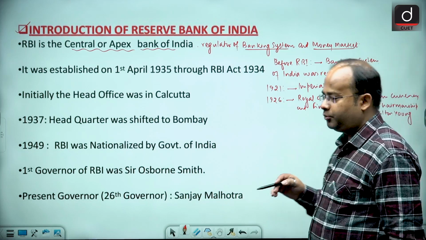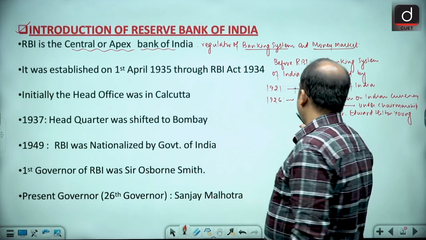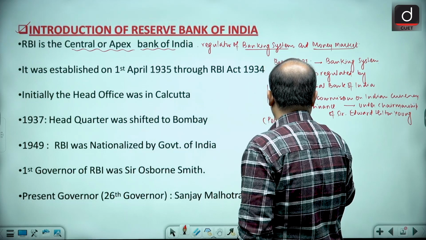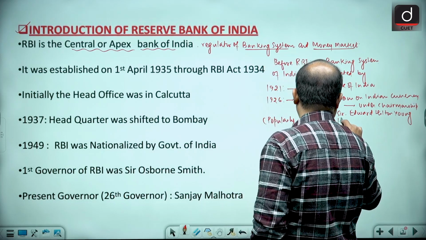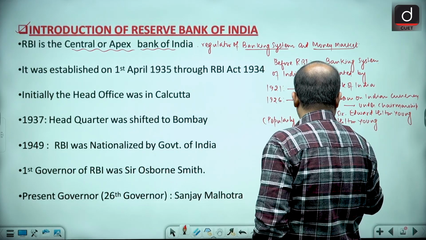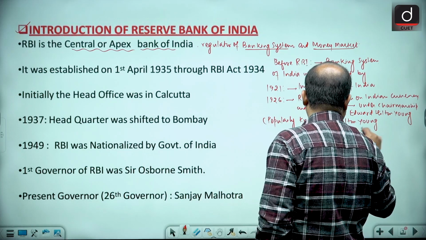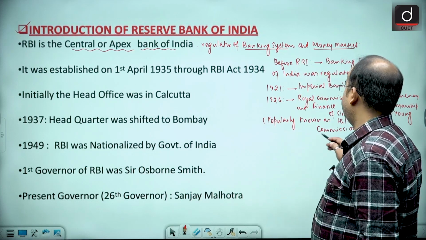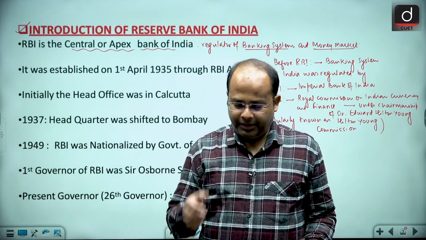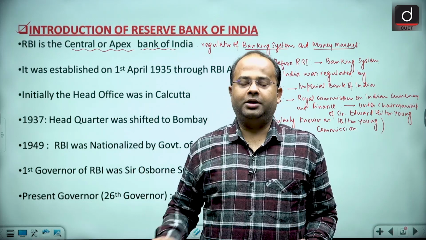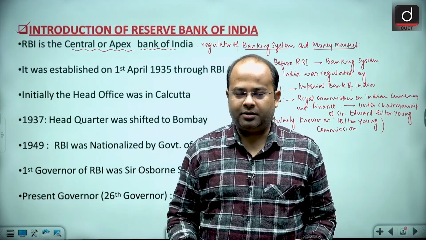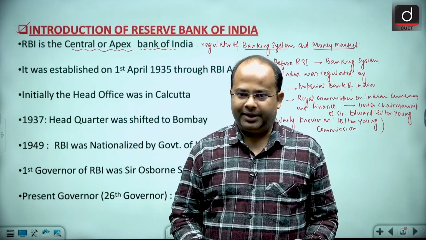Therefore, this committee is popularly known as the Hilton Young Commission, because the chairperson was Sir Edward Hilton Young. This commission recommended that the Imperial Bank is not able to properly perform the function of a central or apex bank. Therefore, India needs a separate central or apex bank to regulate the whole banking system.